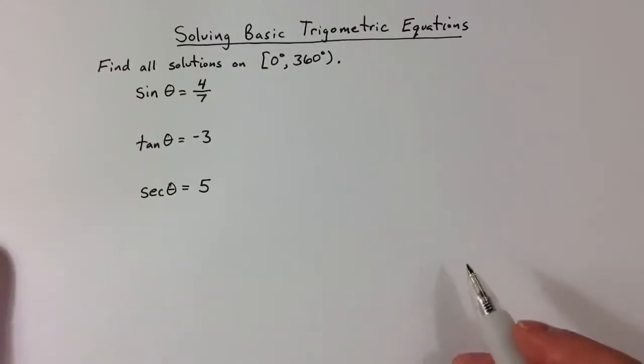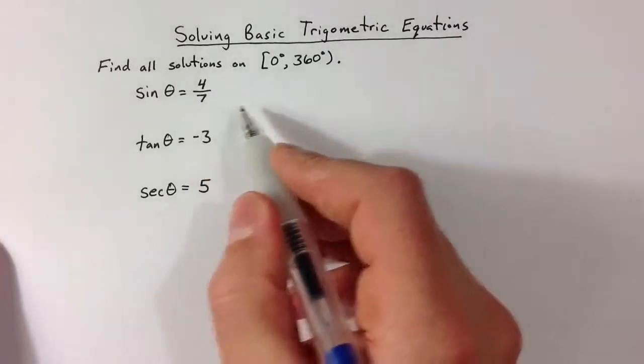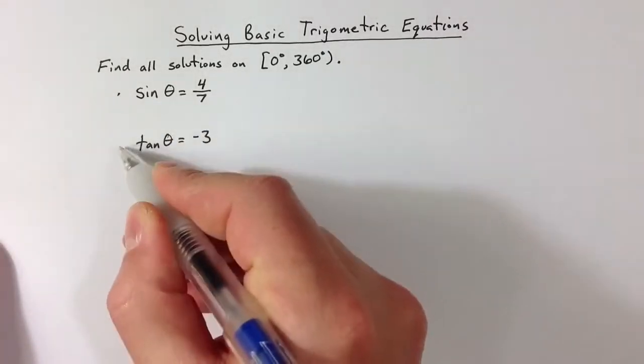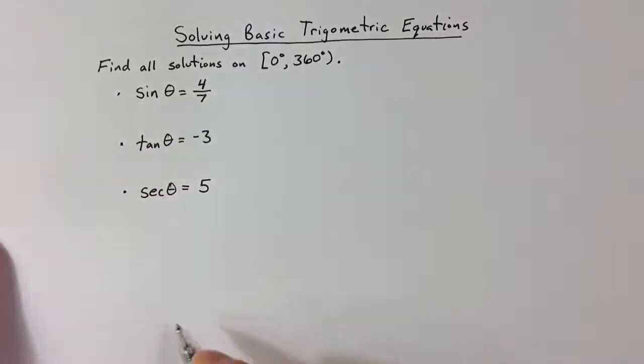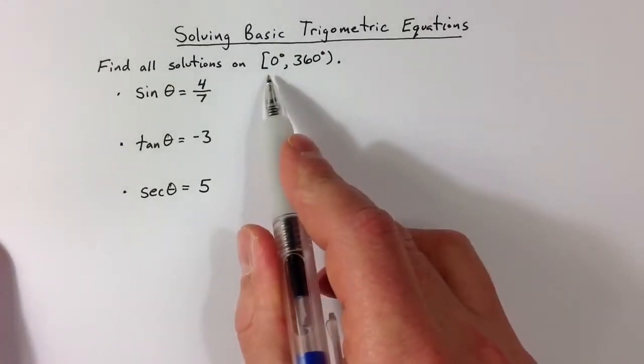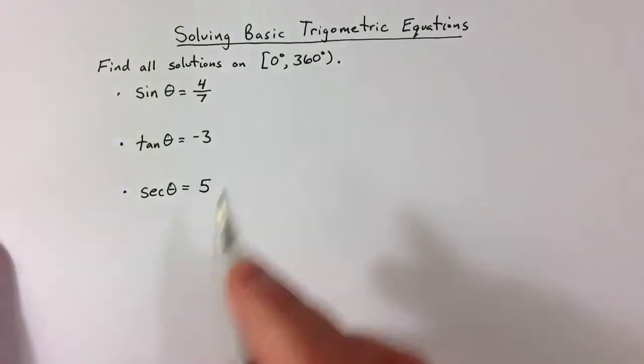Let's take a look at how to solve some basic trigonometric equations. We're interested in finding solutions to these three equations on the interval from 0 degrees to 360 degrees, where we include the endpoint of 0 but not the endpoint of 360.